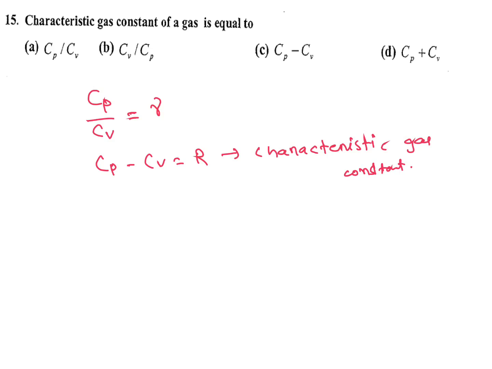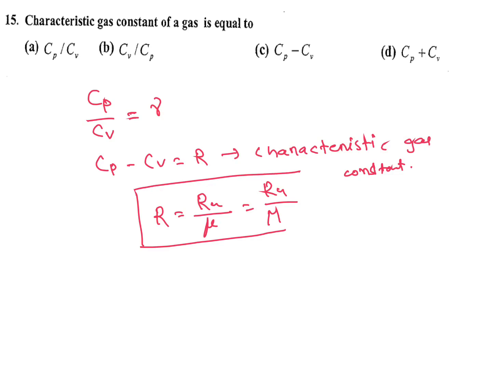And here one more thing is important. R is the universal gas constant by molecular weight, or sometimes they write it as capital M, Ru by M. So from the option, Cp minus Cv equal to R, C is our answer.